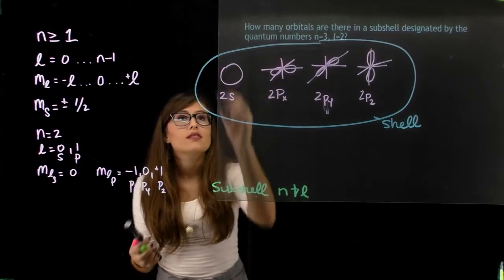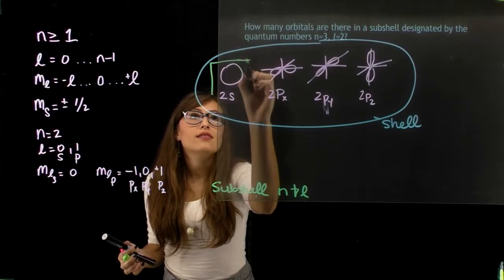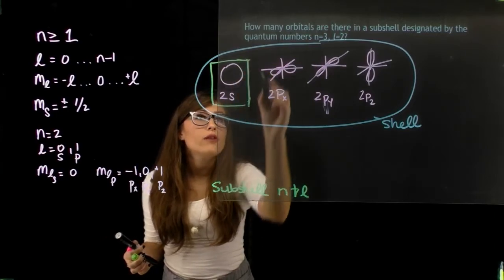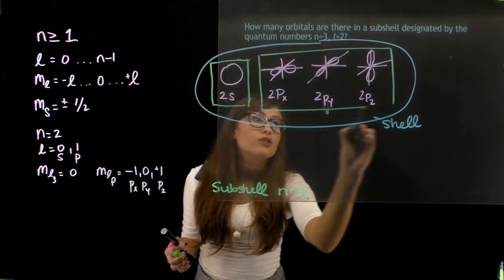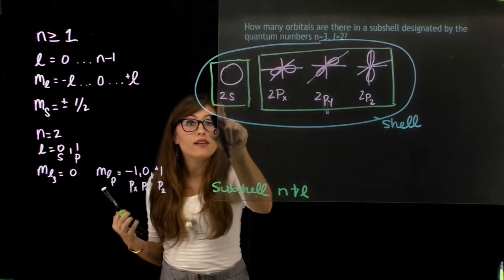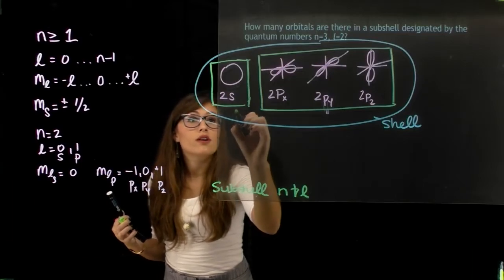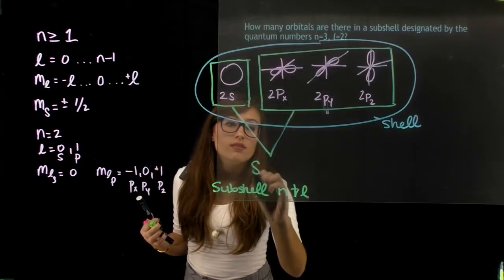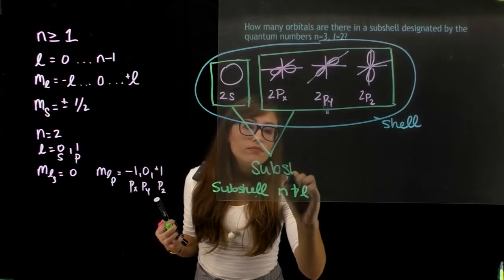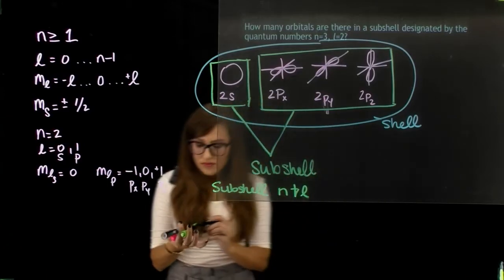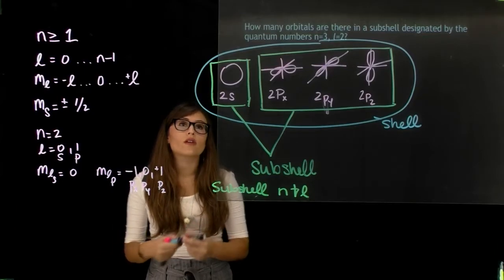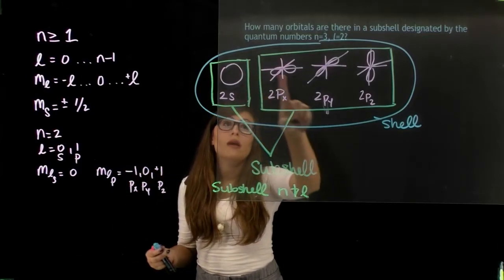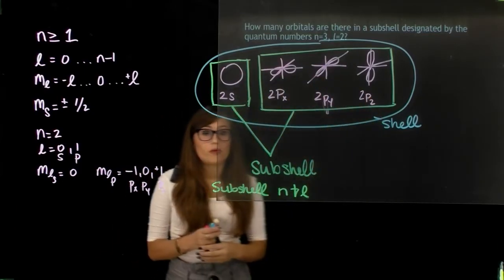So in this case, this is my s subshell, and these are my p subshells because they have the same n and L. So, subshell. And then my orbitals are going to be my s orbital, my px, py, and pz orbital.